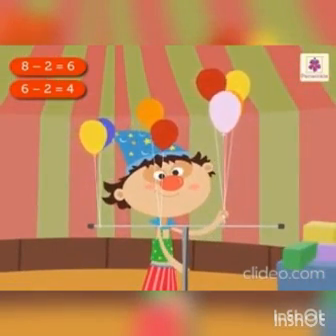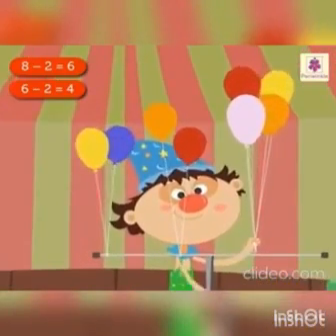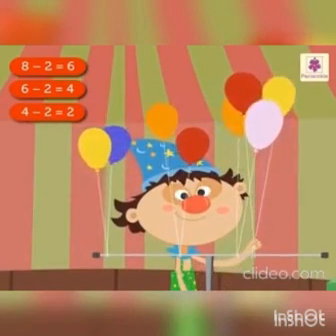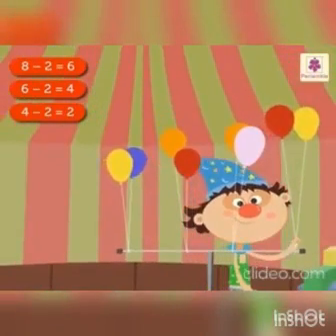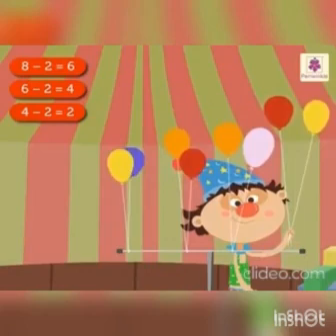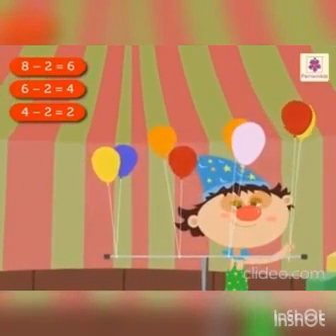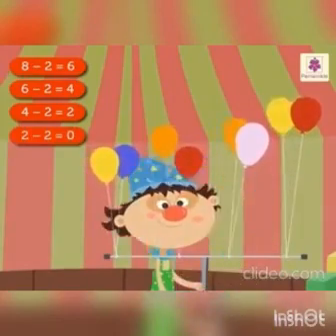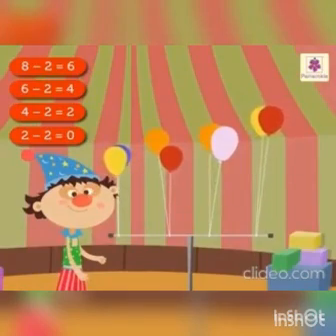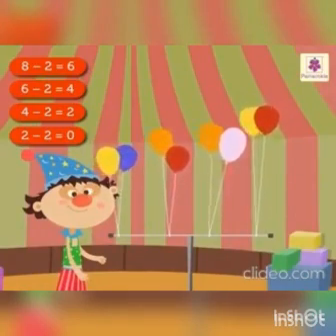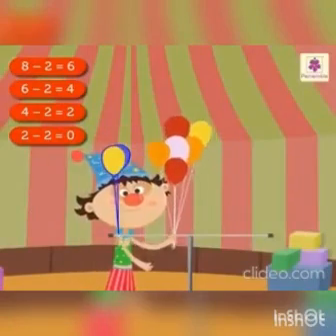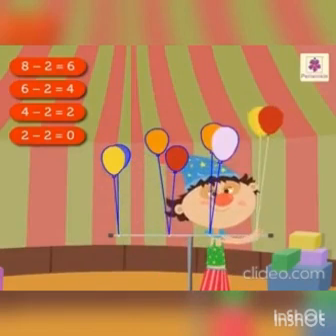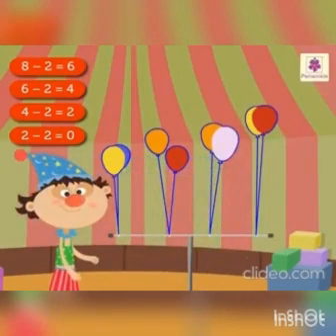One more time, he ties 2 more balloons from 4. He is left with 2 balloons in his hand. Lastly, he ties the remaining 2 balloons. Oops! He is left with 0 balloons in his hand. When Jojo tied 8 balloons into equal groups of 2, he got 4 groups.